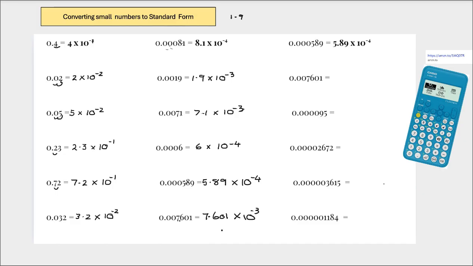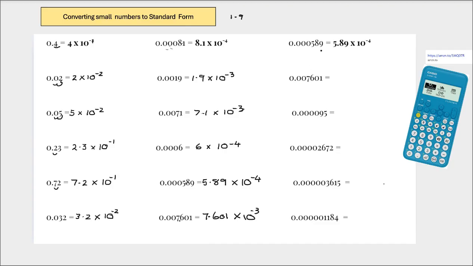I hope you're understanding this. If you have watched my other standard form video or you understand standard form and you've just come to this video, you should be understanding this. Okay, you should be understanding this. So the next one, just a little bit more to it.